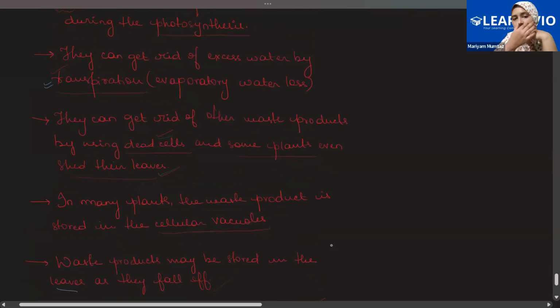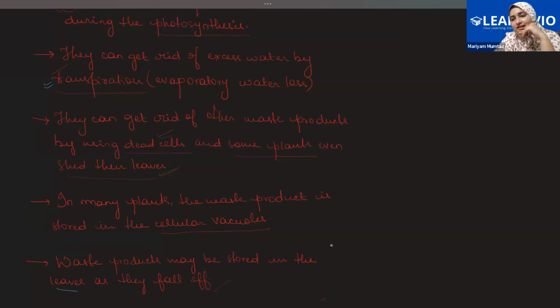Now, apart from that, we know that transpiration takes place in the plants, right? Transpiration is the evaporatory loss of water through the stomata or the open pores of the plants. This loss of water can sometimes be beneficial, because when the plant has too much water than it requires, some of the water needs to be excreted out. That happens through the process of transpiration.